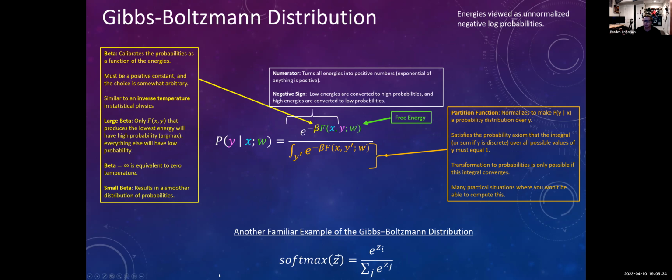Tying this back to a familiar example, a Gibbs-Boltzmann distribution for the discrete case is just the softmax distribution, which we see here. The integral has been converted to a sum, and we're all familiar with this at the output of our classification neural networks.